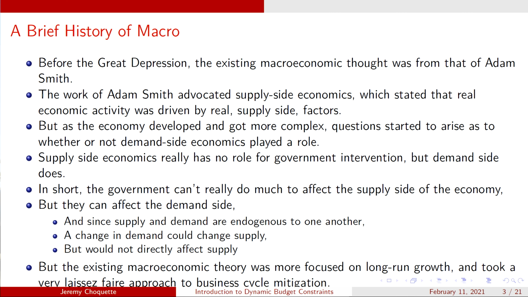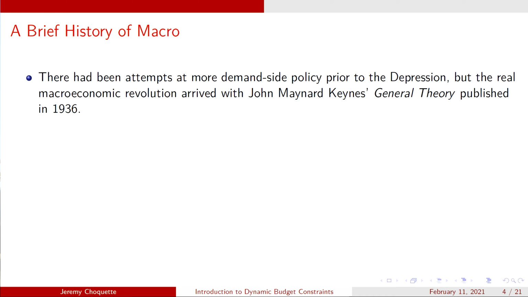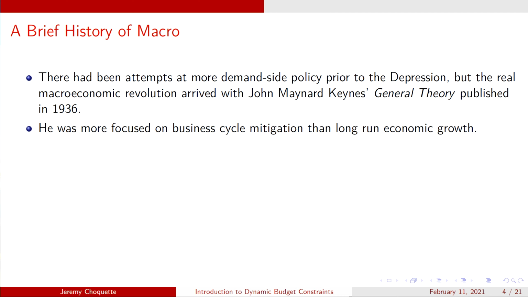However, the existing macro theory was a little bit more focused on long-run growth at the time, prior to the Depression, and it had a very laissez-faire approach to business cycle mitigation because they were taking a lot of thought from long-run growth and development and trying to extrapolate that towards business cycle economics. And, well, there's some similarities, but not a lot. And there had been attempts at more demand-side policy prior to the Depression, but the real macroeconomic revolution arrived when John Maynard Keynes' General Theory was published in 1936.